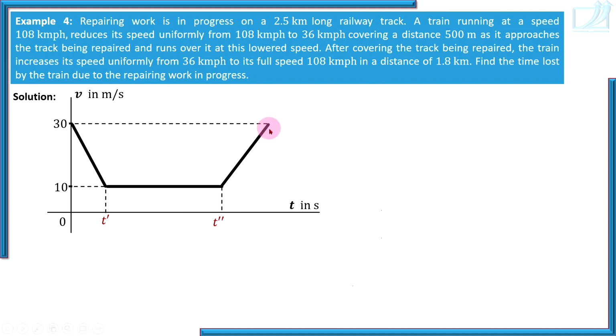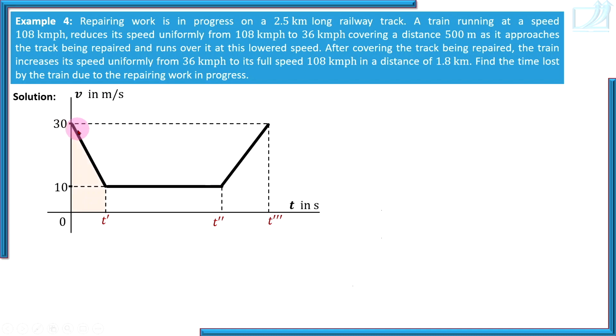After that, the train increases its speed to its full speed, that is 30 meters per second. Up to what time it is in accelerated motion, we don't know, so I have labeled it as T triple dash. So this is how the VT diagram is complete. But the area under the VT diagram is displacement. In this case, the area under the speed time diagram is distance traveled, and that is given. So we are going to use that information.